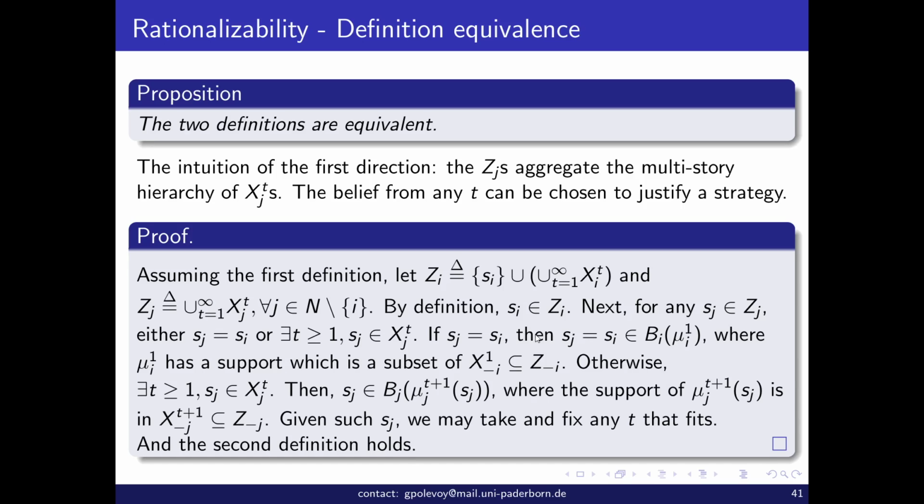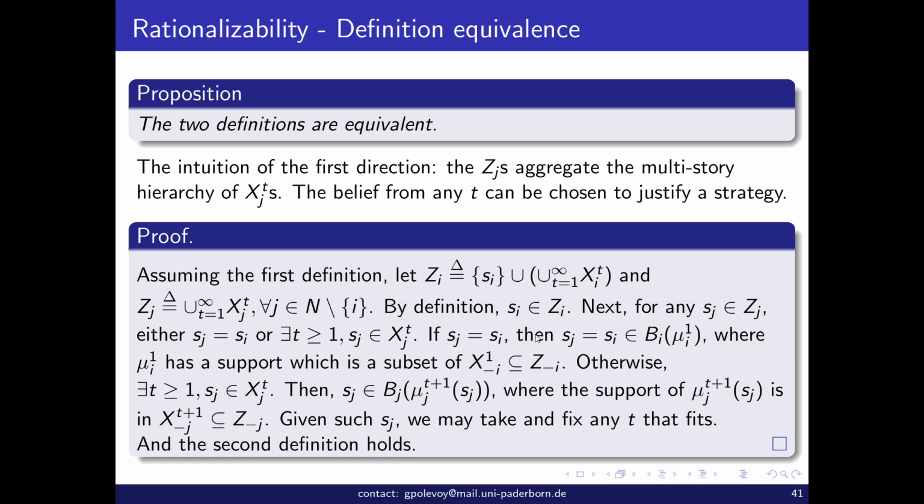And the idea is that those Zj's can simply be the unions, so that they aggregate the multi-story, metaphorically speaking, hierarchy of Xtj's. The stories are the t's, the nesting levels, which we had in the first definition. So we just unite them all and thereby flatten that. And the beliefs, which could be different at any t, we can choose any belief as long as that belief justifies the strategy. And that's good enough for us.